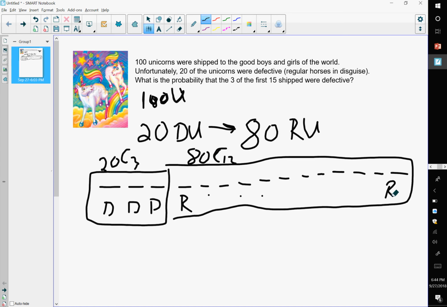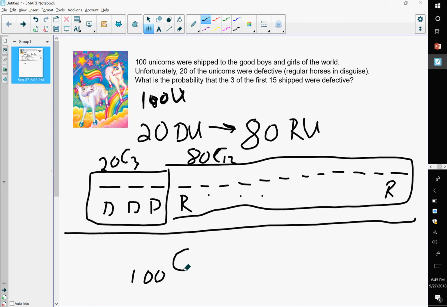Now those are our chances: we have so many chances to get 3 of the 20 and 12 of the 80. And then that's going to be over the total possible combinations of unicorns shipped. So that'll be 100, and we're choosing 15.